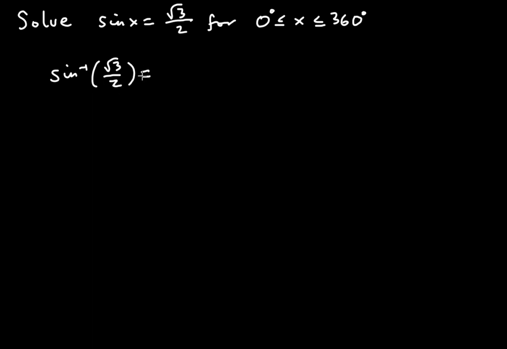Just plug that into the calculator, and if you don't know how to do that, you just press the shift button and then you press the trig function that you're trying to find the inverse of. So in this example you just press the sine button. So that gives 60 degrees, and then you draw out your cast diagram.